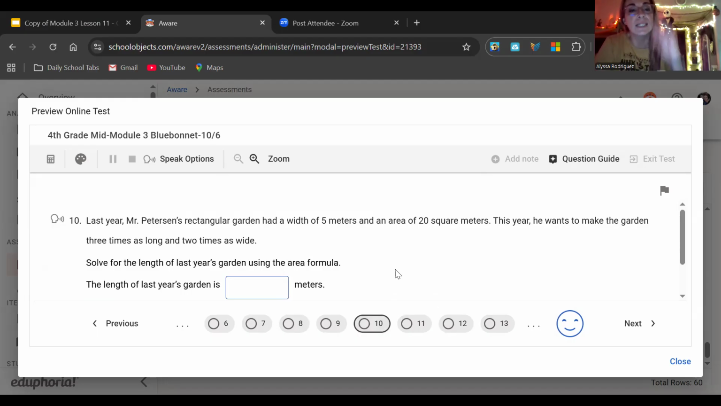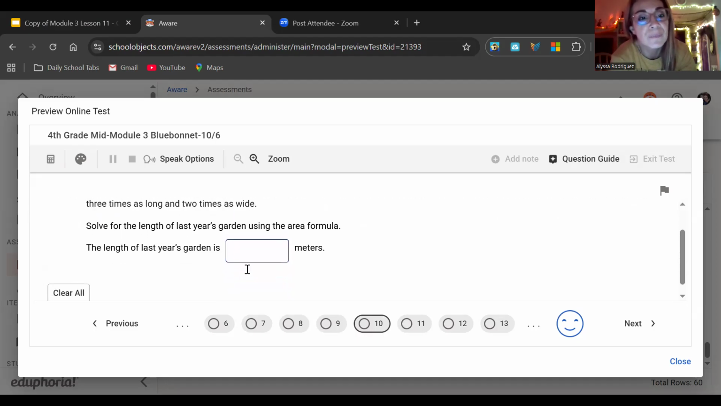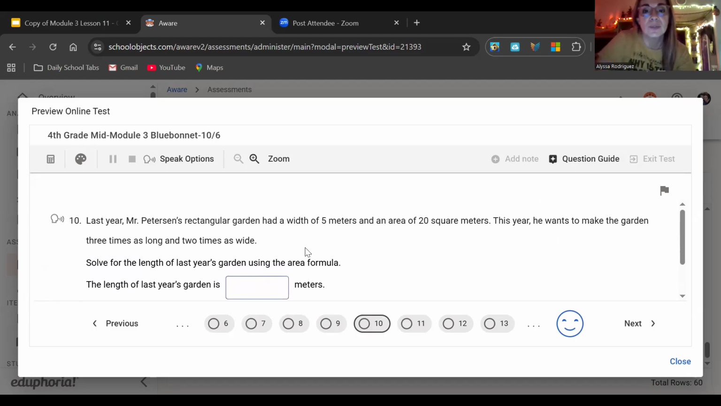Okay, number 10. Last year, Mr. Peterson's rectangle garden had a width of 5 meters and an area of square meters. This year, he wants to make the garden 3 times as long and 2 times as wide. Solve the length of last year's garden using the area formula. The length of last year's garden is, okay, so they already tell you the area and they tell you the width. You want to know what is the length? What is the length?